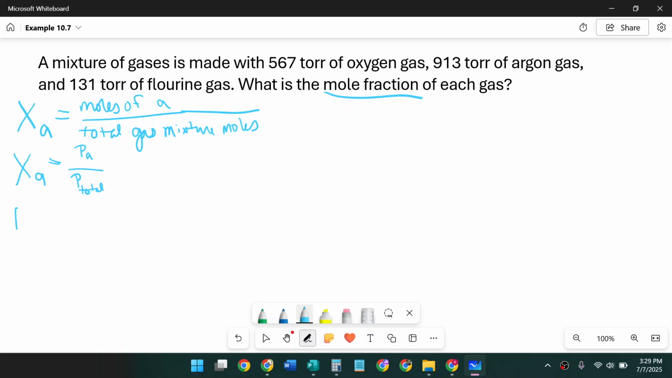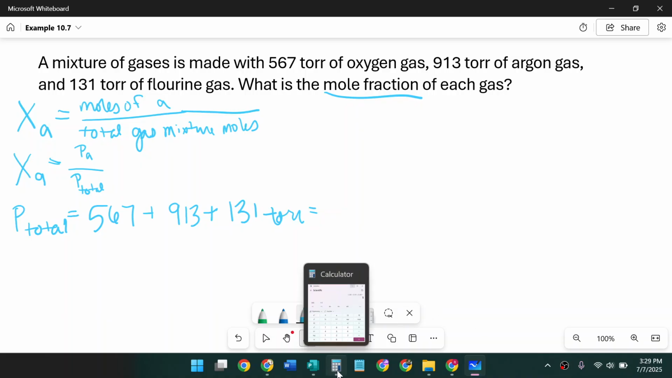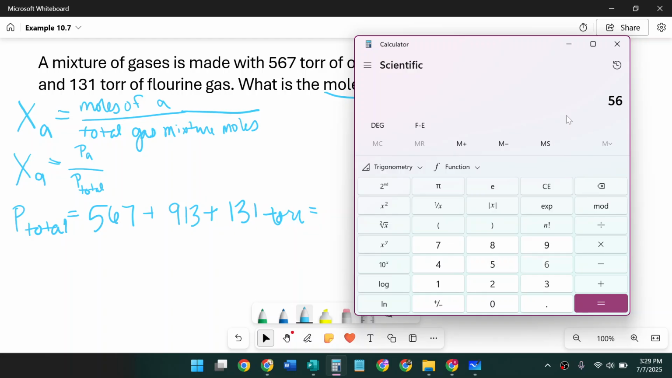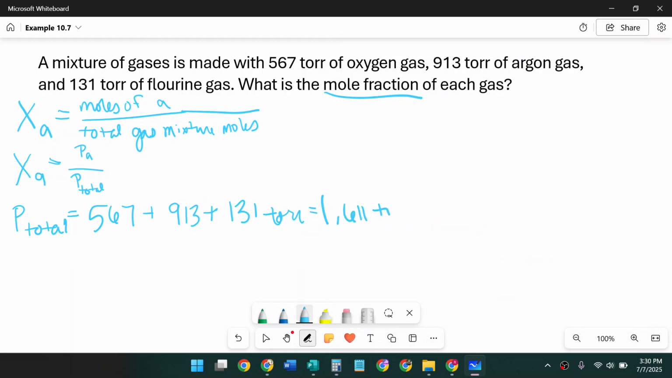We can find what our P total is by adding the pressures, just like we did when we added the moles. So we have 567 torr plus 913 torr plus 131 torr. I'm just going to write torr at the end for all of them. These are all to the ones place, so we just add them like any other integers. So 567 plus 913 plus 131. Our total pressure for this gas is 1,611 torr.